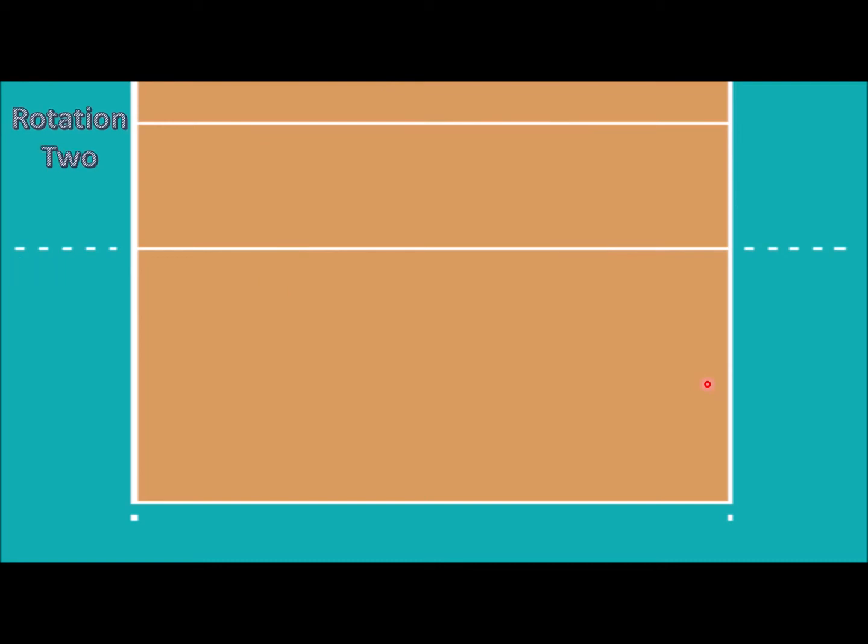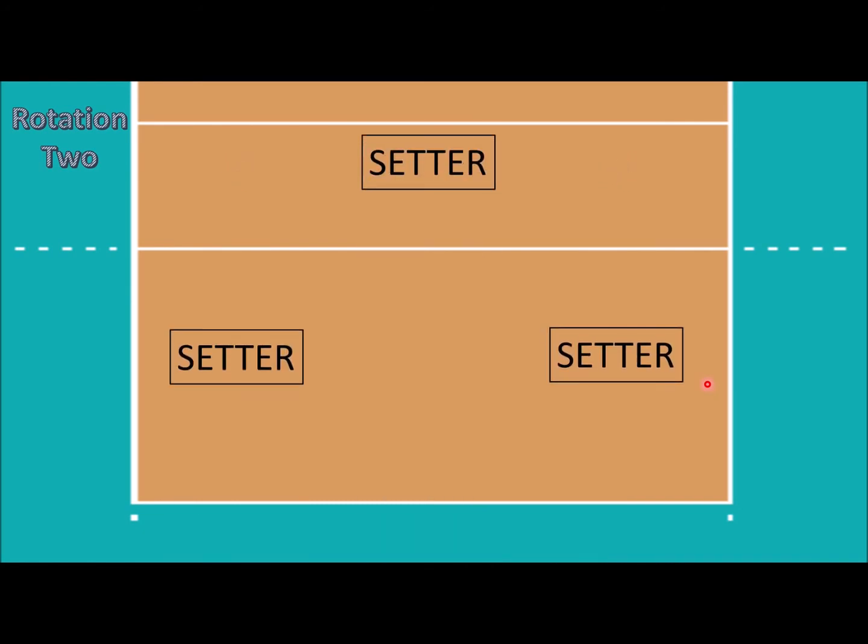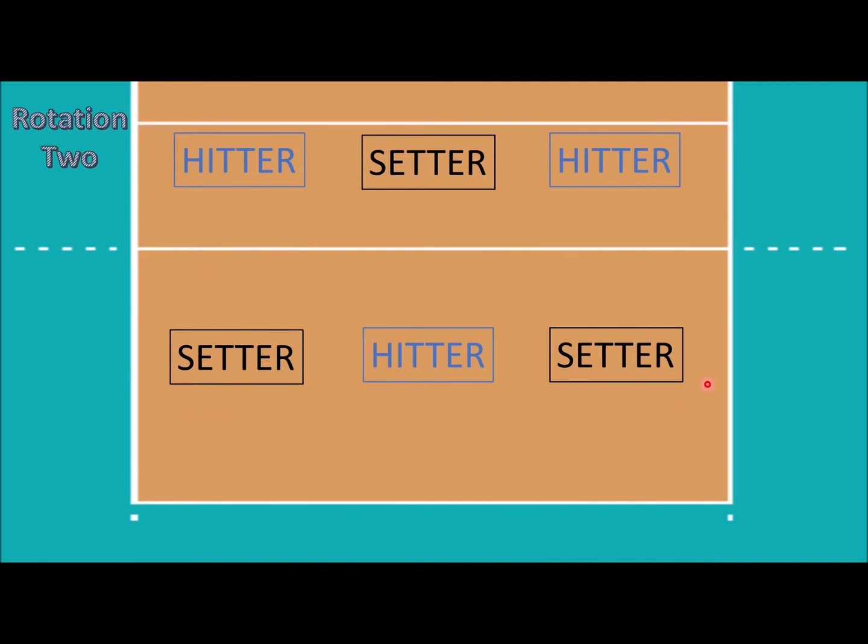So rotation 2. We'll get our positions on court. Basically, we've all rotated one position, and it should be the reverse of the first slide I showed you. Now we have 2 hitters in the front court, 1 setter in the front court, 2 setters in the back court, 1 hitter in the back court. So we're going to try to manipulate the rotation to suit our purpose.